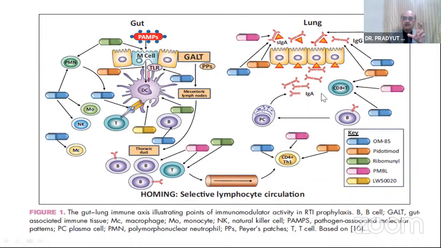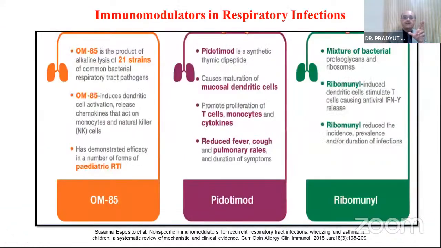So that is the most important part which we must understand today. So summarizing these three immunomodulators in respiratory infections: OM85 is the product of alkaline lysis of 21 strains of common bacterial respiratory tract pathogens. This induces dendritic cell maturation, causes release of chemokines that act on monocytes and natural killer cells, and then demonstrates efficacy in a number of pediatric respiratory infections.